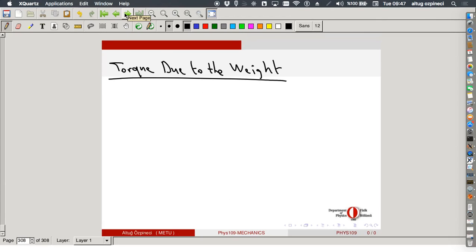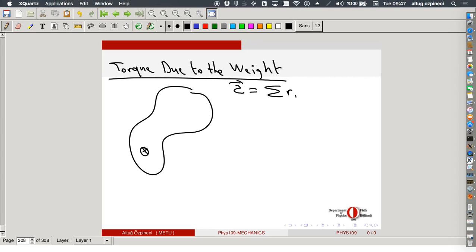Okay, so let's study this torque due to the weight of an object. Let's just assume we have this rigid object rotating around this point. It's free to rotate around this axis. Now the torque due to any force would have been the point at which the force is acting cross the force itself.